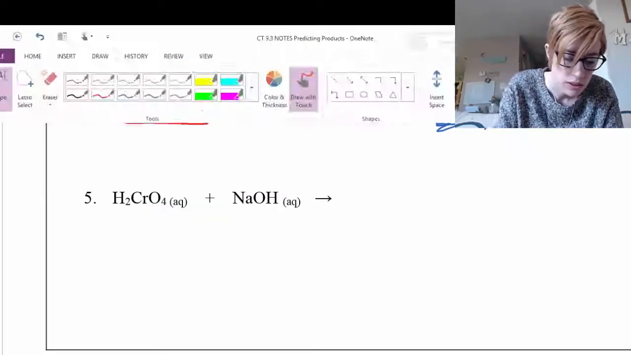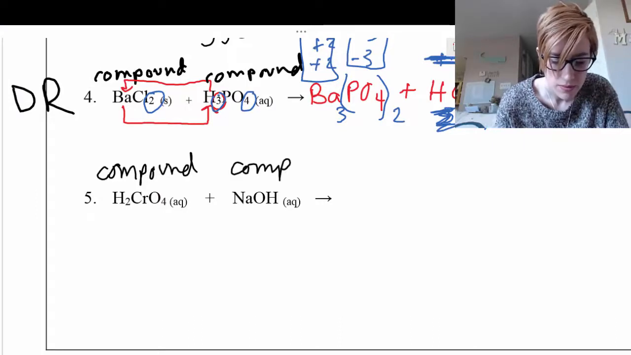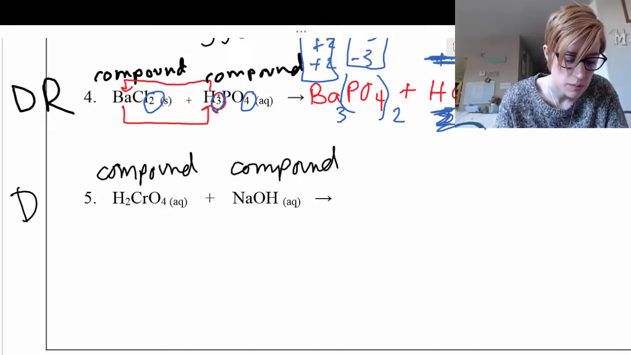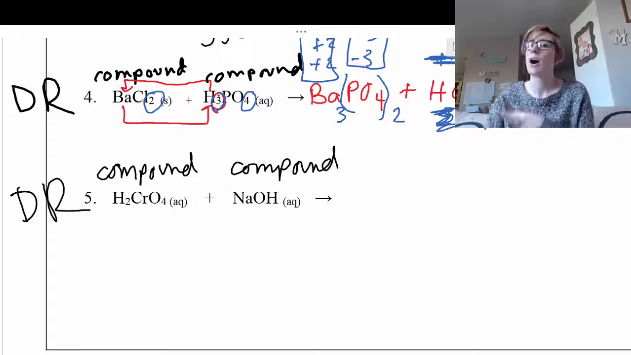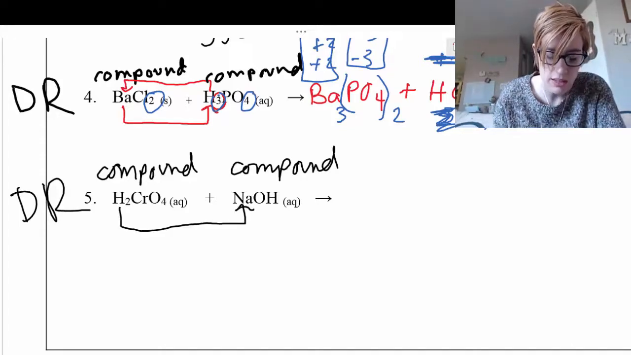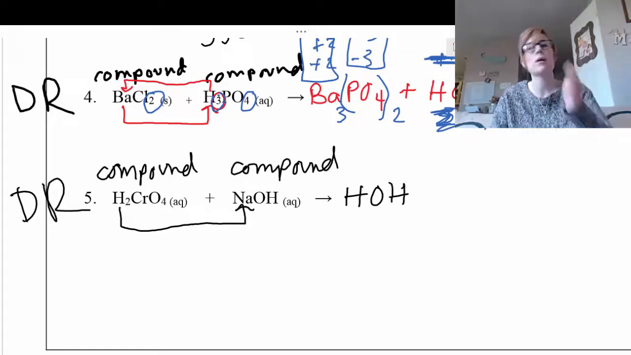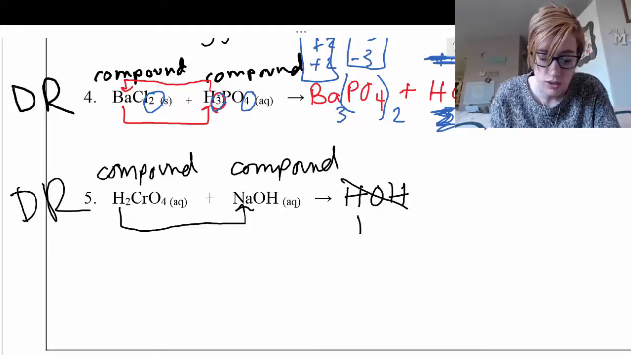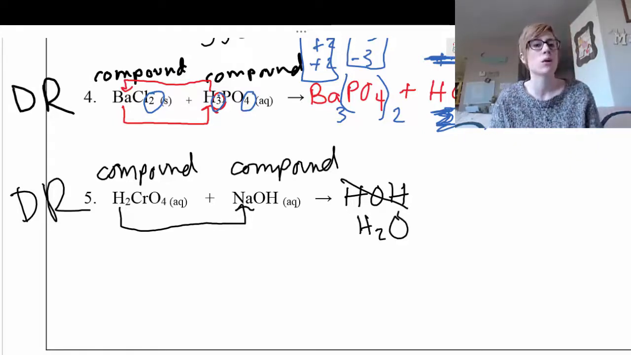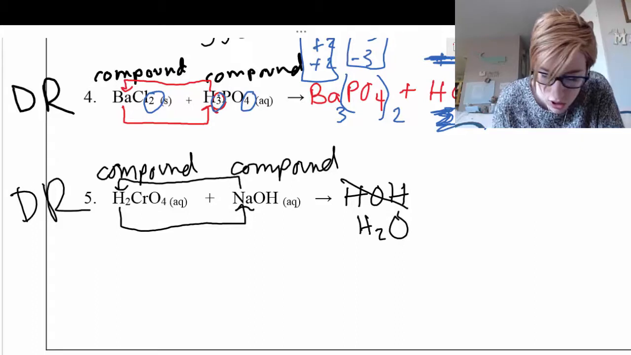And we have one more. HCrO4, that is a compound, and NaOH is a compound. So that means it's double replacement. Before I can even predict my products, you have to know what kind of reaction it is. Since it's double replacement, the first element is going to replace the first element of the next compound. So this is going to be HOH, which, by the way, if you ever end up with HOH, you're going to form water every single time. So don't worry about evening out charges. You just write H2O.